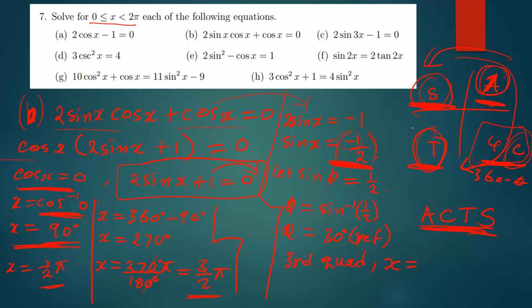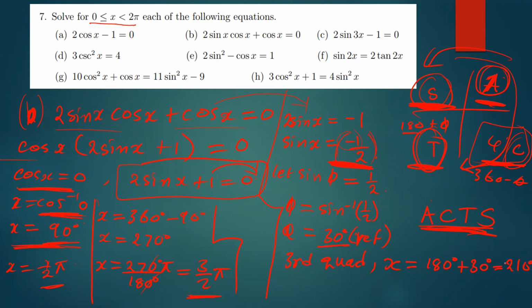Remember what I said, in the third quadrant, you have to say 180 degrees plus the reference angle. So x will be equal to 180 degrees, or if you just want to use radians directly, you can say pi, because 180 degrees is equivalent to pi in radians. So you say 180 plus the reference angle, which is 30 degrees, which gives you what?